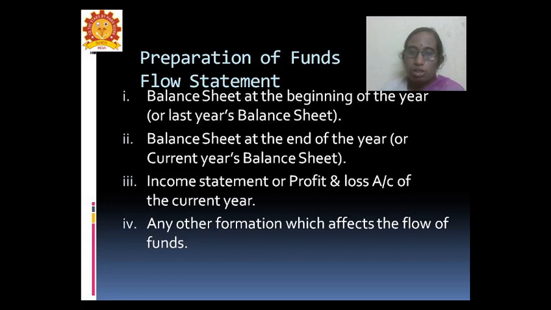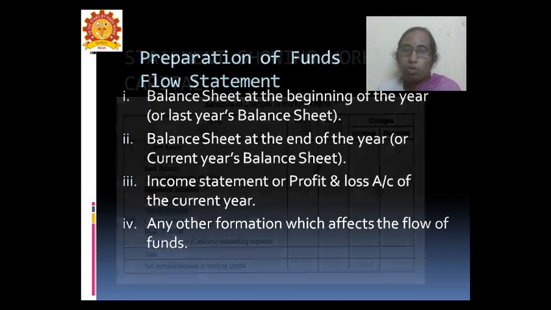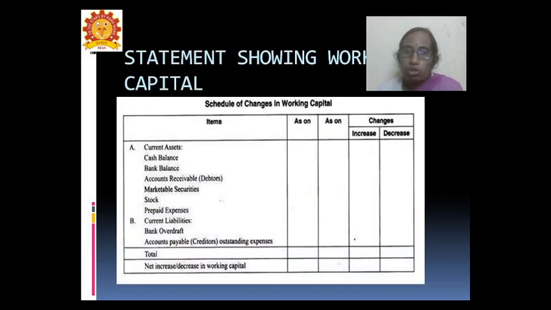Next, we have the income statement for the current year and also for the previous year. The information for forming the fund flow statement comes from the analysis of the balance sheet, and the income statement is also the foundation for preparing the fund flow statement. The first step in preparing the fund flow statement is to show the statement of changes in working capital.